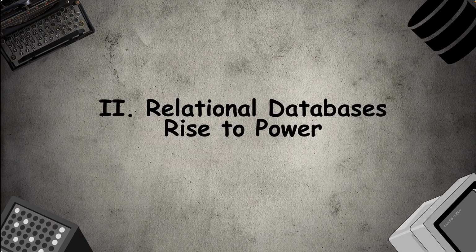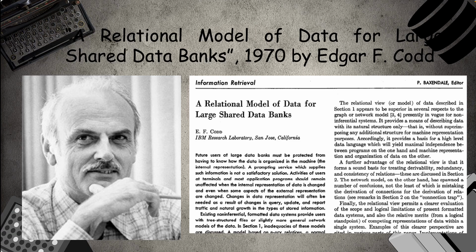The breakthrough came in June of 1970 when E.F. Codd published a revolutionary paper titled A Relational Model of Data for Large Shared Data Banks. Codd, a computer scientist with a strong math background working at IBM Research Lab at the time, proposed a very elegant and theoretically sound model based on relational algebra, which is a branch of mathematics.